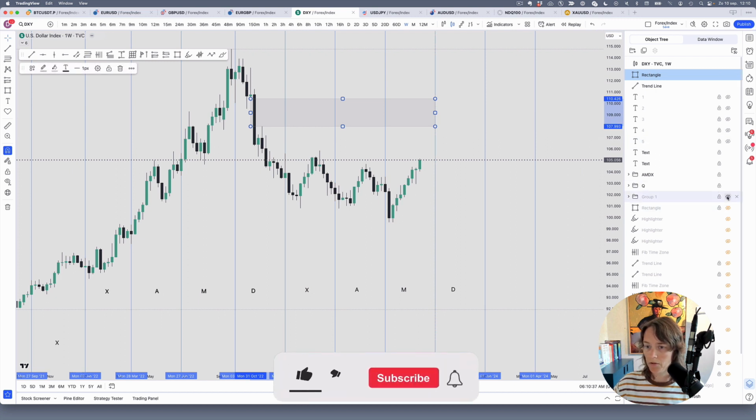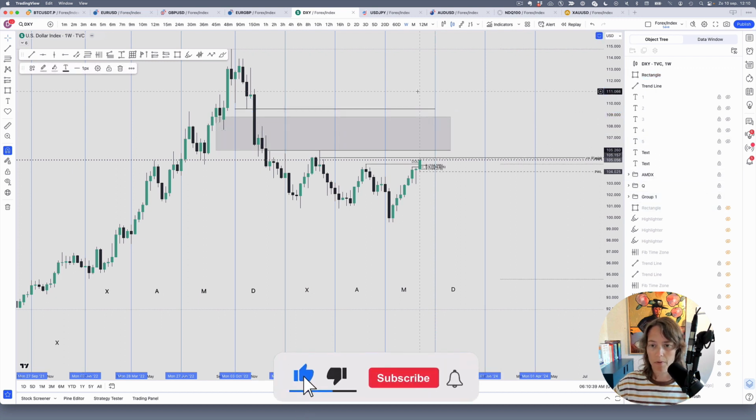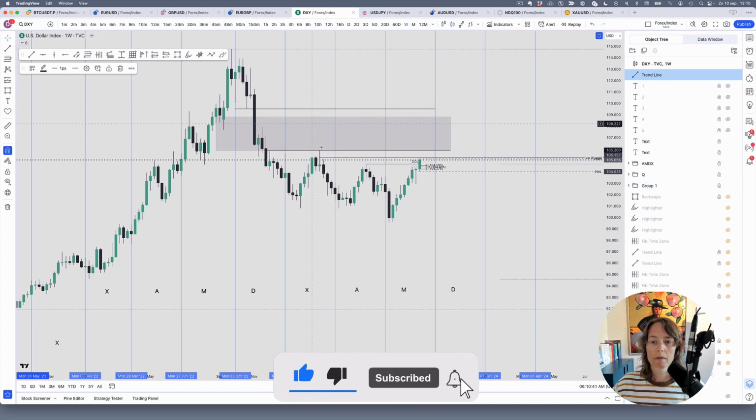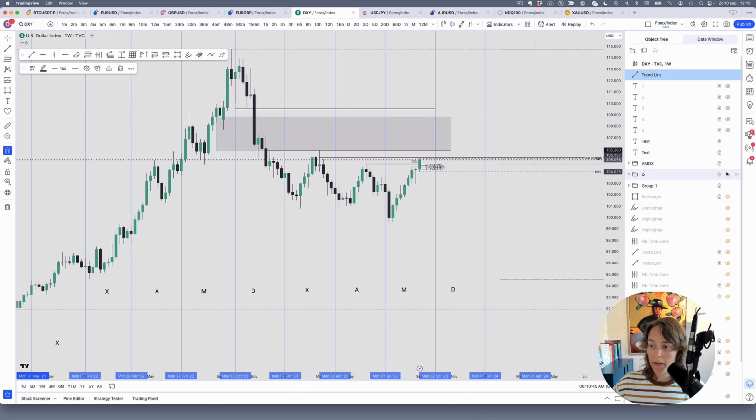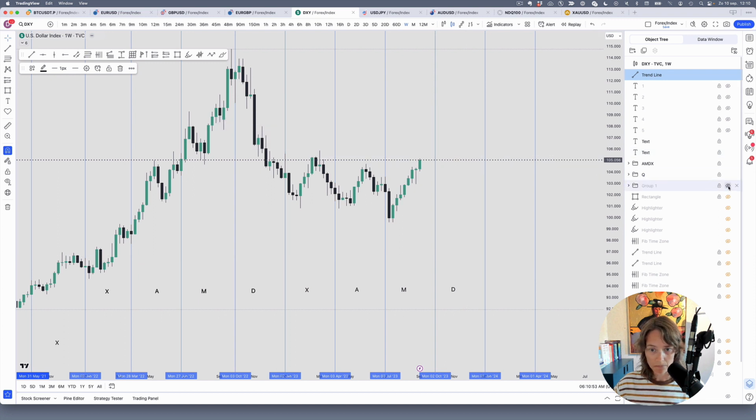Let me just turn on my, that was the box. This is a monthly fair value gap, monthly order block. I think we will go up there, and it also fits into the profile of the year.